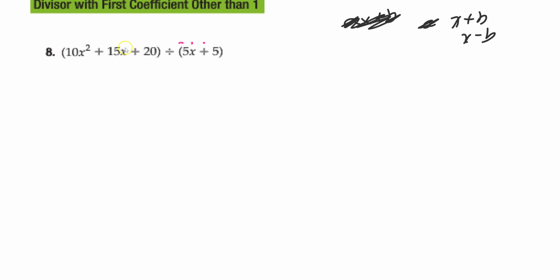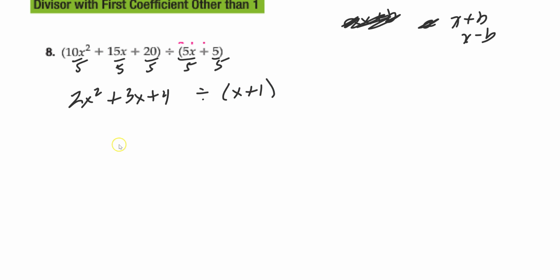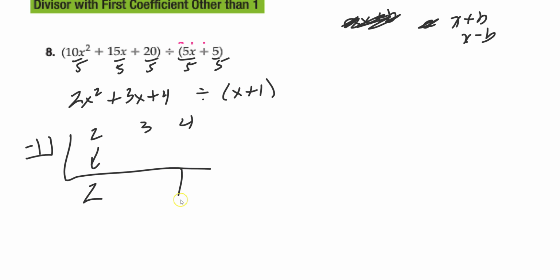So one way to do this is you just divide everything by the number in front. So divide it all by 5. So in this case, I'm going to get 2x squared plus 3x plus 4 divided by x plus 1. And I could just do normal synthetic division. 2, 3, 4. We're going to divide by, it's opposite, negative 1. Bring the first one down. That's our remainder. Multiply across, add down, multiply across, add down, and get that.